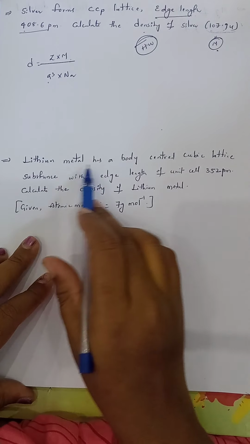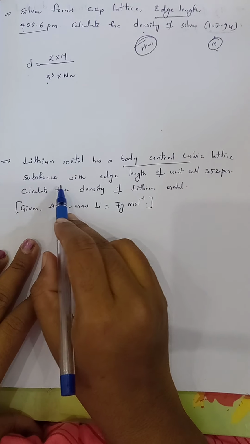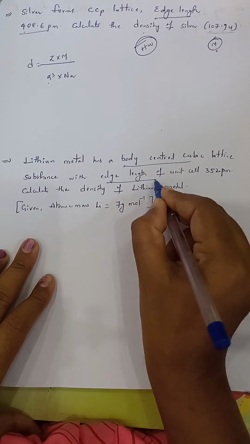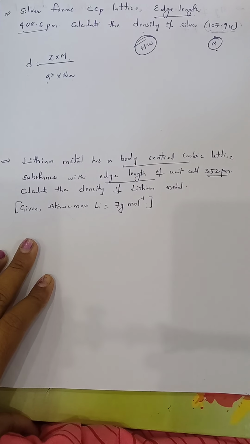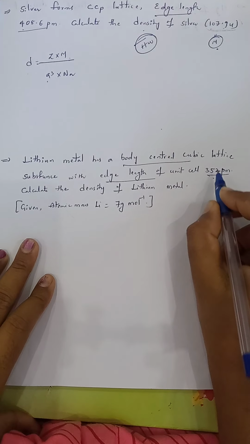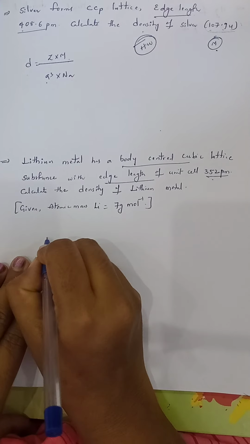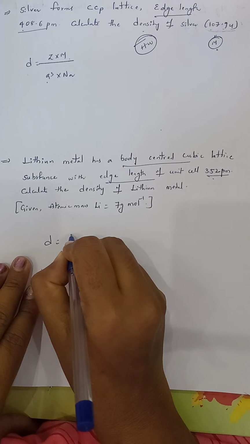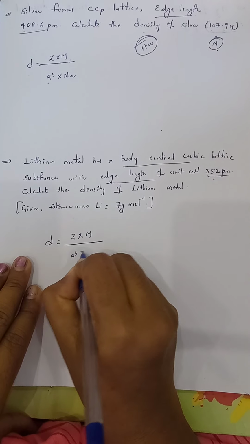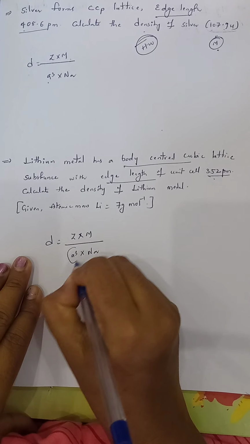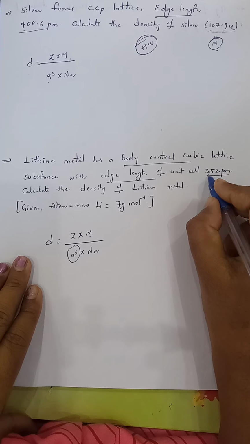Next one, lithium metal has a body centered cubic structure. This is BCC substance with edge length given, that is a value 352 picometers. It is given in picometers, convert it into centimeter, multiply it with 10 to the power of minus 10. Calculate density, again it is related to the density. The d equals to Z into m divided by a cube into Na. A value is given, 352 into 10 to the power of minus 10 whole cube.